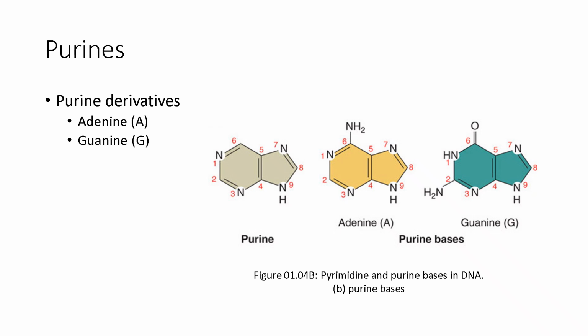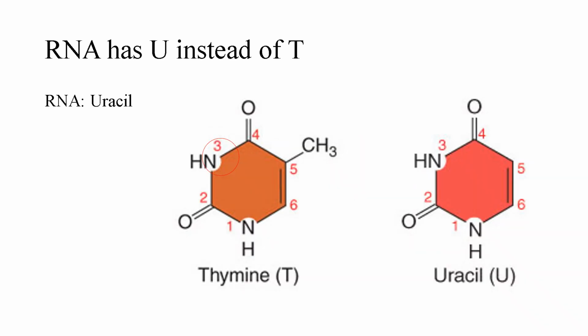These larger, 2-ring bases pair with pyrimidines. Adenine pairs with thymine in DNA, and with uracil in RNA. Guanine pairs with cytosine. These base pairs are essential for maintaining the double helix structure and for accurate base pairing during replication and transcription.